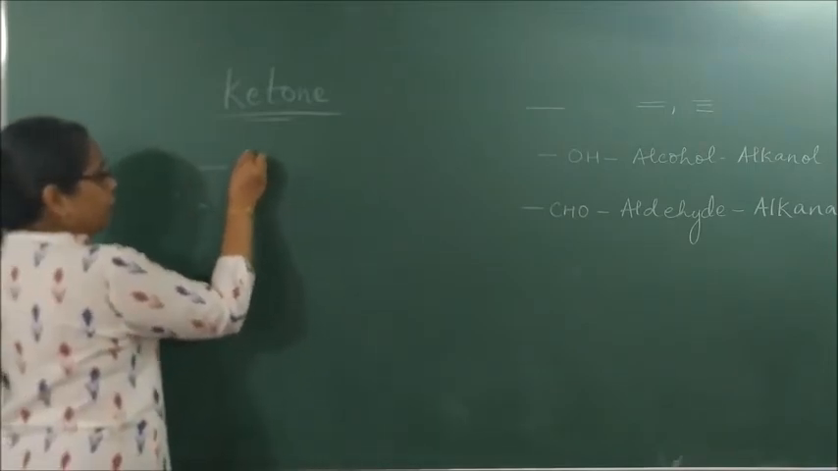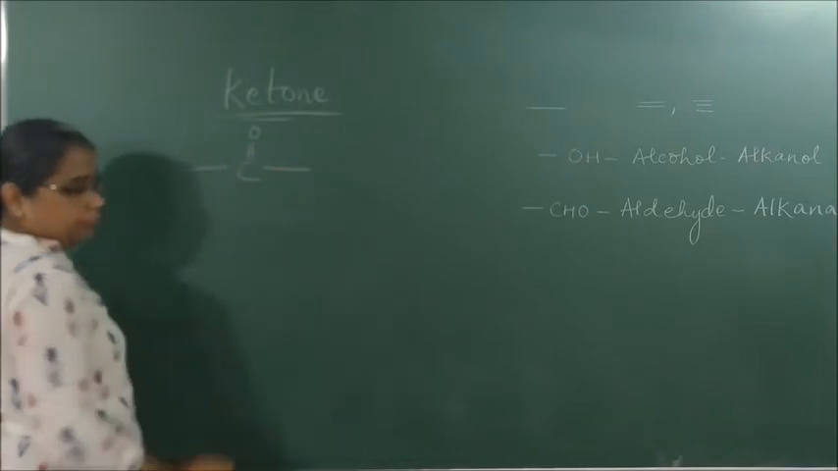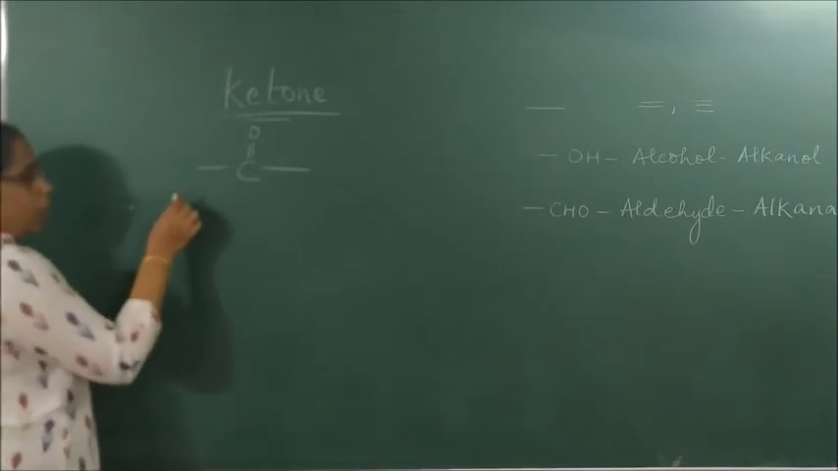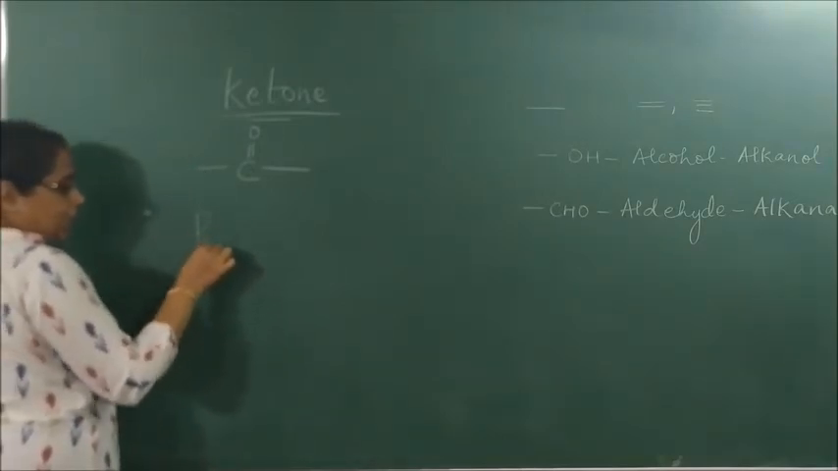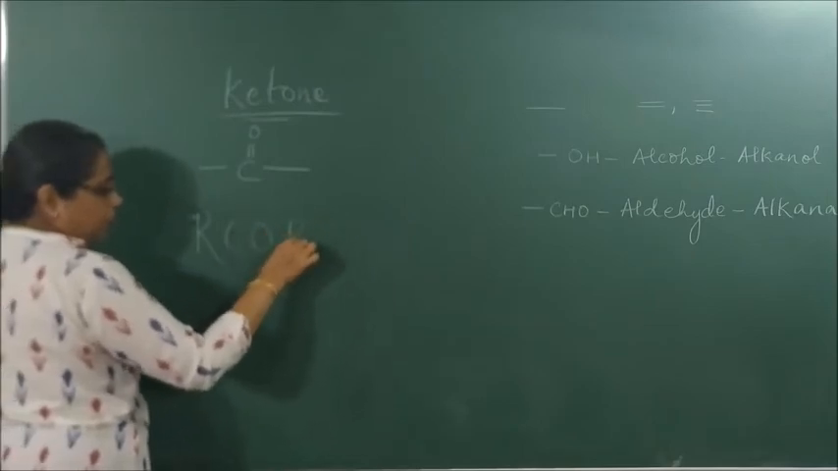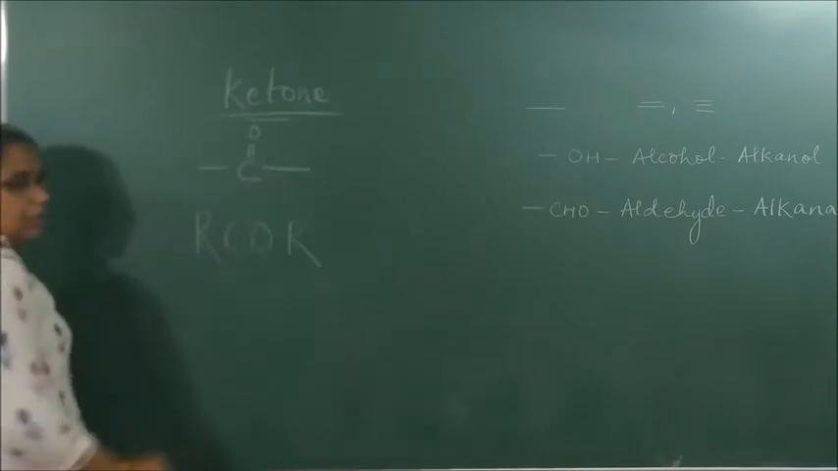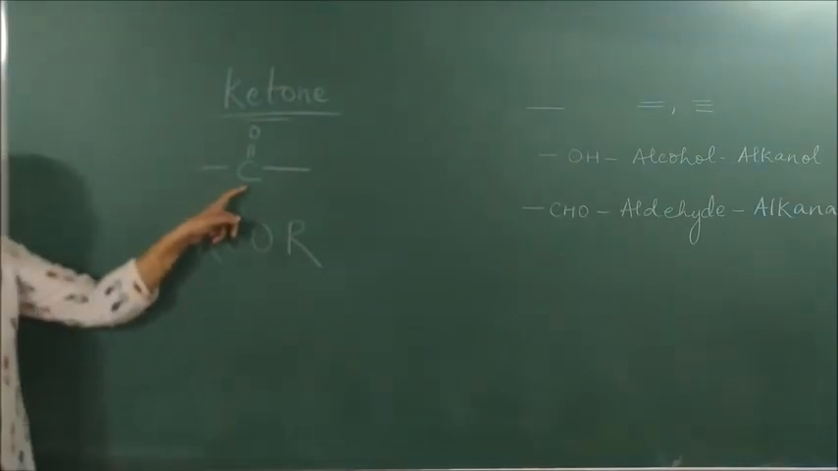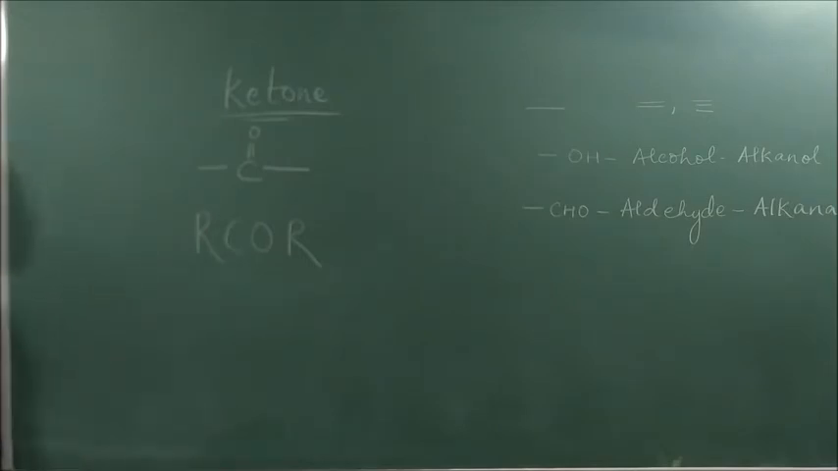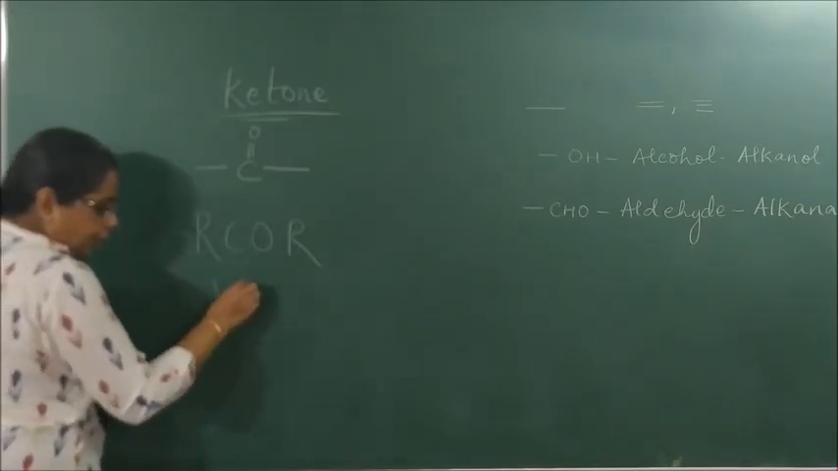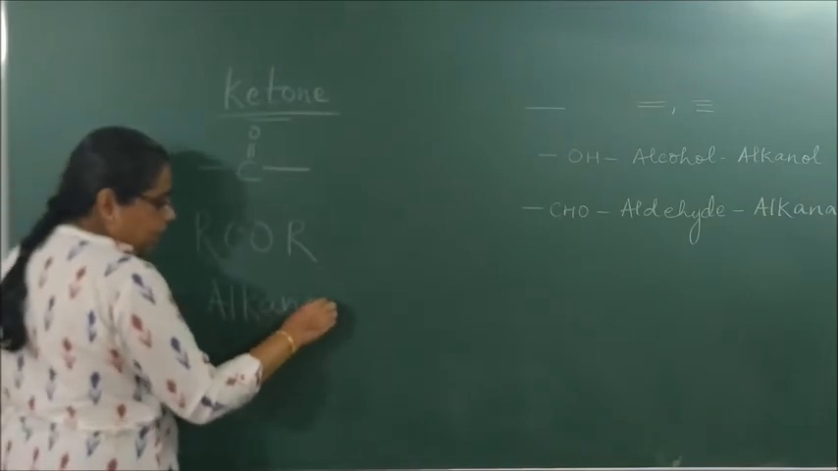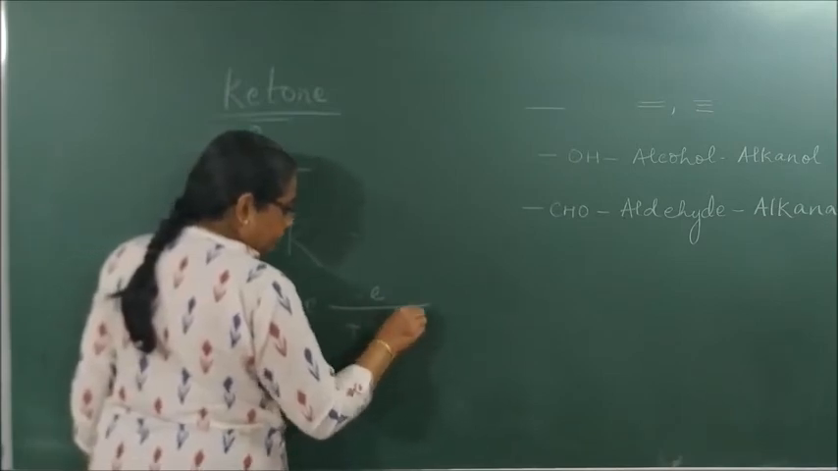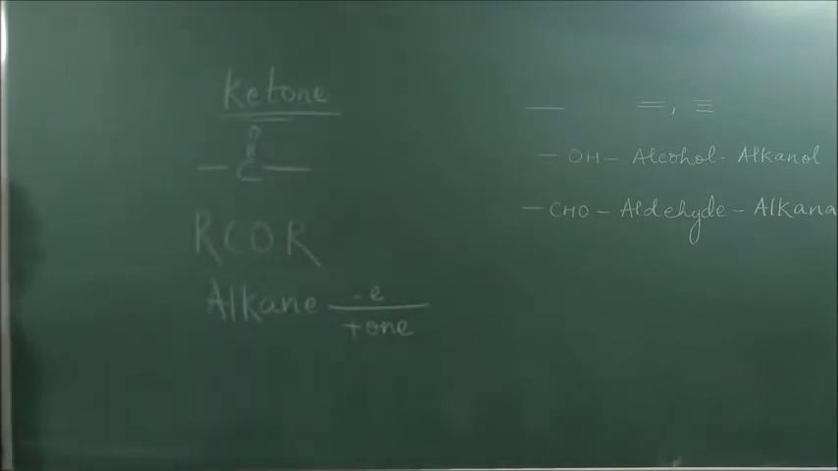Ketones have a functional group C double bond O. So how do we write it? We write it as RCOR. This side also R, this side also R. The functional group is C double bond O. Correct? Now, how are they named? In IUPAC, ketones are named as: remove the E, add ONE. Remove the E and add ONE.